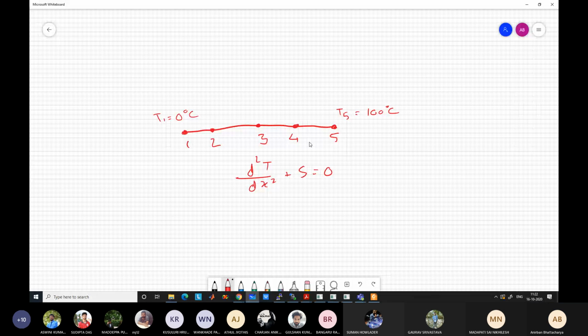Okay. So the point 2 equation will also have the terms T1 and T3. Point 3 equation will also have the terms T2 and T4. And point 4 equation will also have the terms T3 and T5. Okay. So 3 equations and 3 unknowns, T2, T3, T4. T1 and T5 are known. Based on this, you can easily find out the temperature.